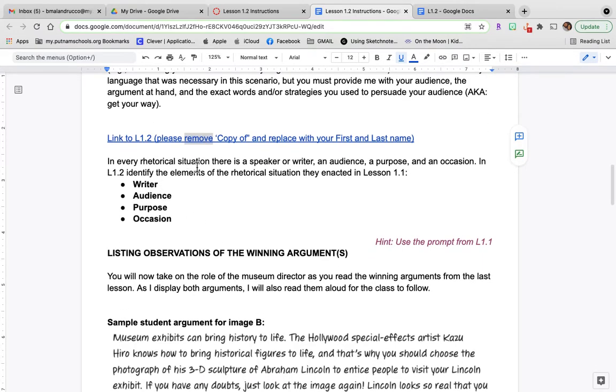In every rhetorical situation, there is a speaker or writer, an audience, a purpose, and an occasion. In L1.2, identify the elements of the rhetorical situation they enacted in Lesson 1.1. And I give you a hint. Use the prompt from Lesson 1.1.